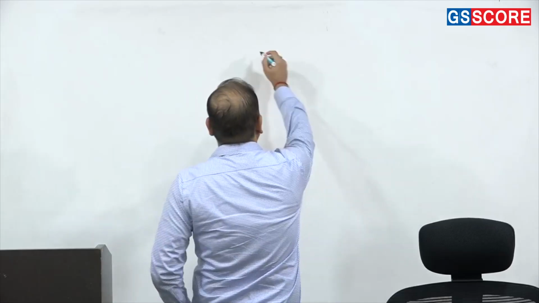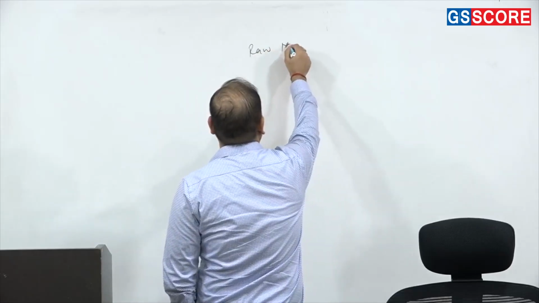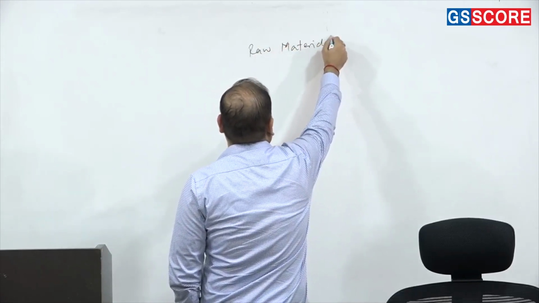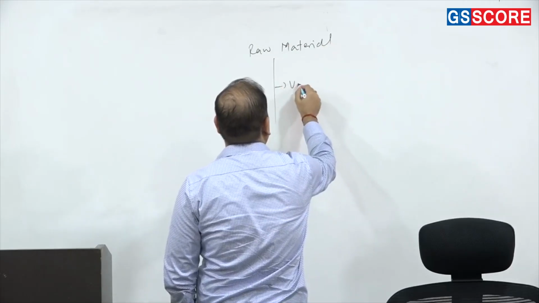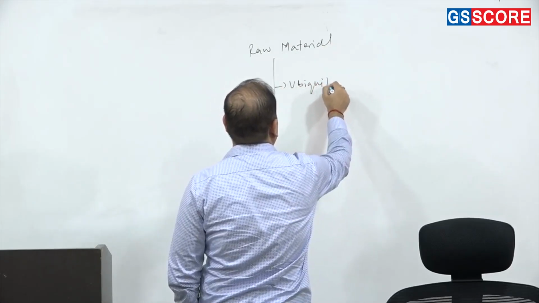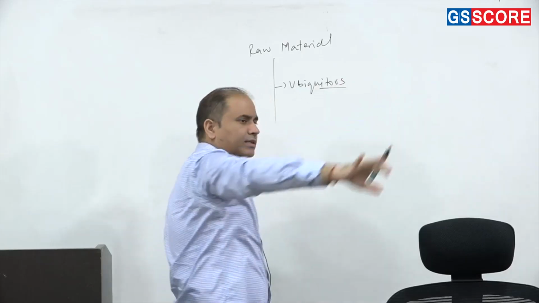The only thing that was variable in Weber's writings is that he considered that raw material will vary. He considered that some of the raw materials happen to be ubiquitous. Ubiquitous means it is present everywhere.